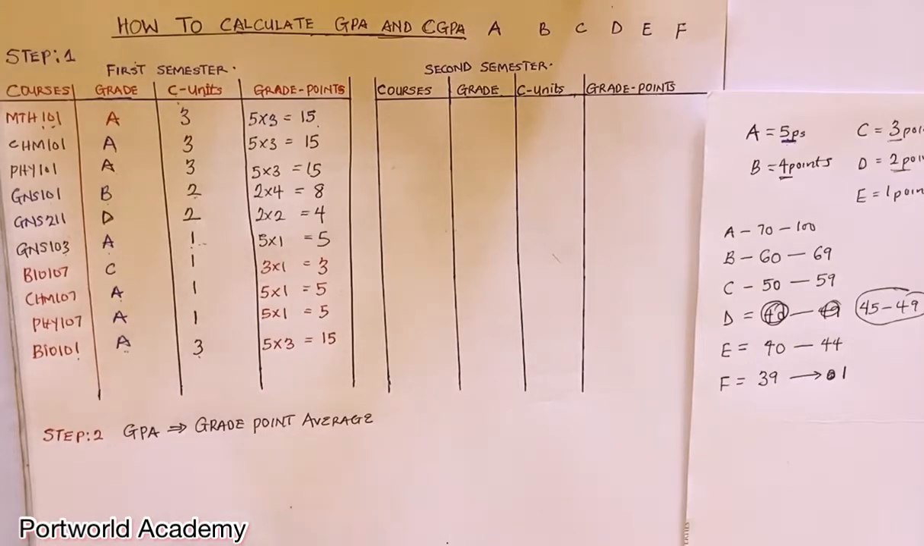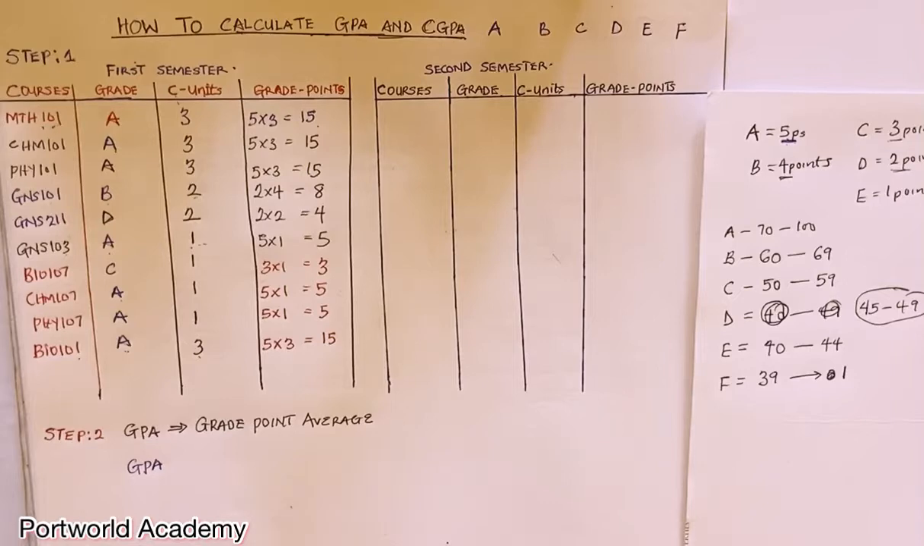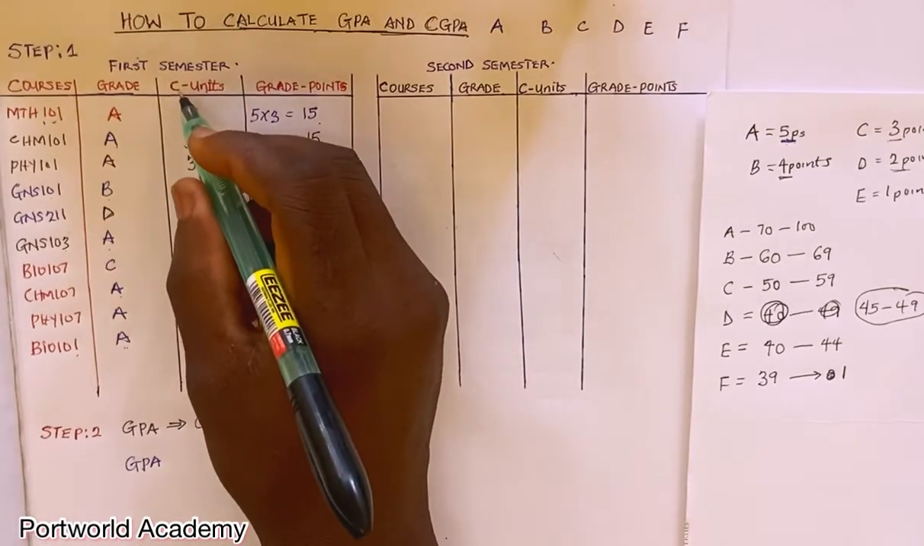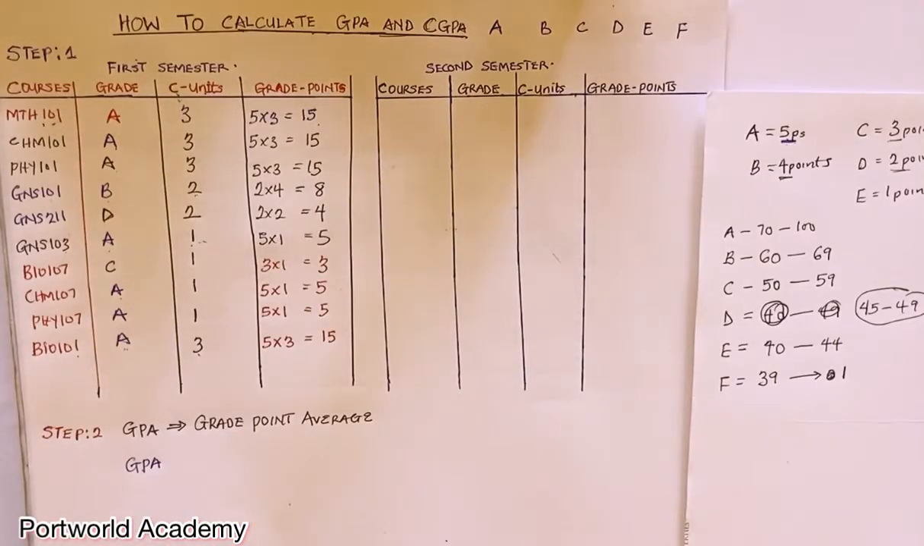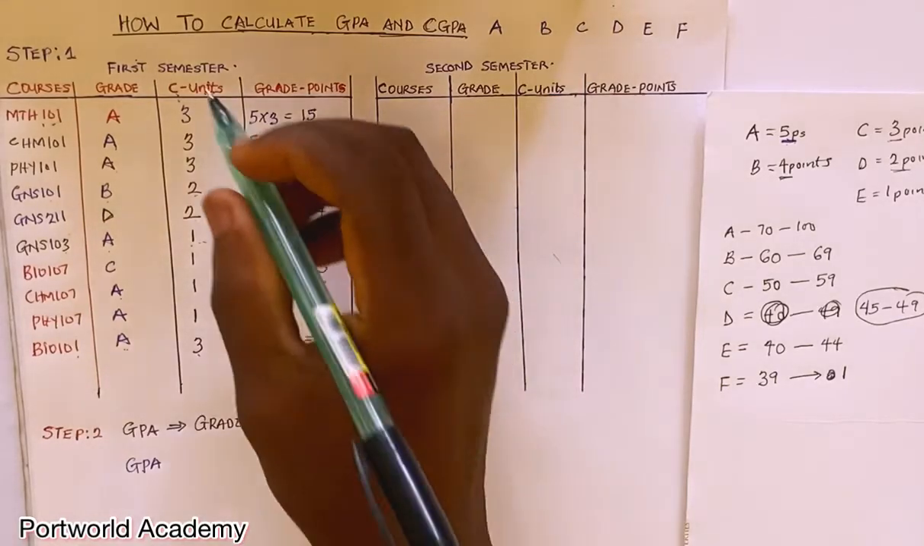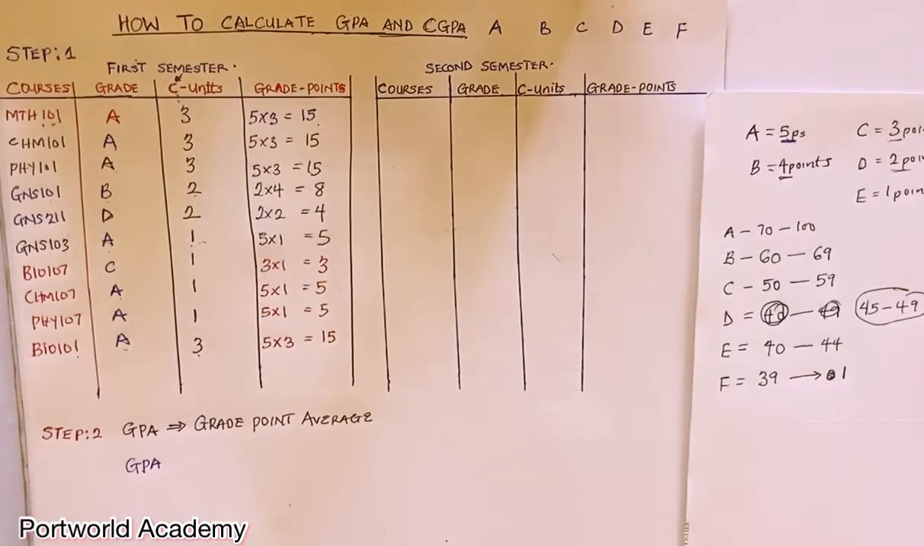How can I get my GPA? GPA is very simple. You just come back to your course units. I always call it course unit because it's the unit that is attached to each course I'm offering. For my MT 101, it is a 3 unit course. My CHM 101 is a 3 unit course. You understand that kind of thing? Some people actually call this credit unit, but it's still the same thing. So you just come back to your credit unit.